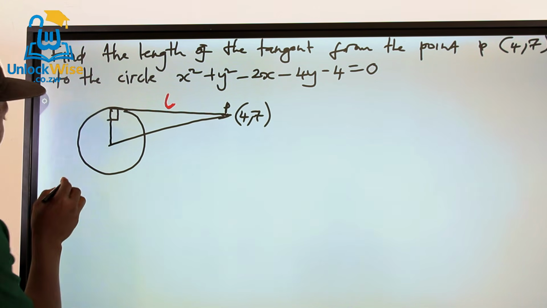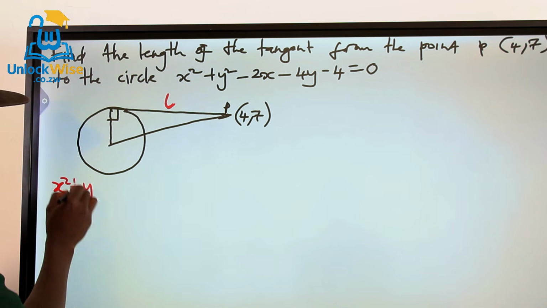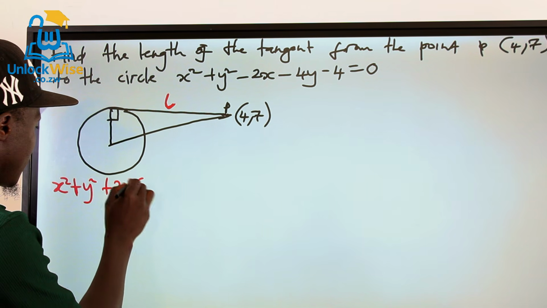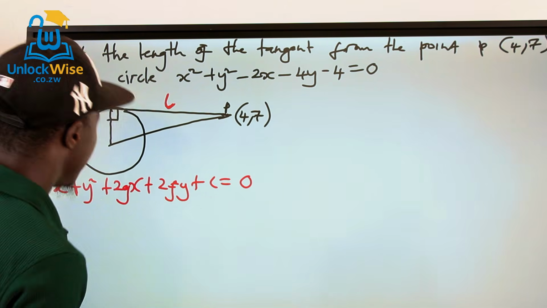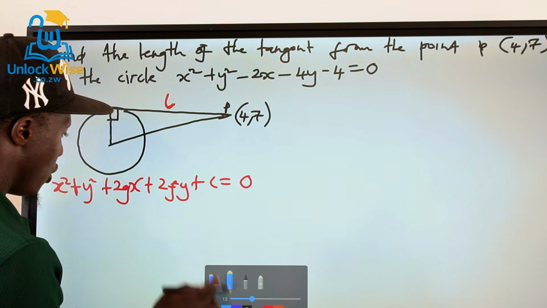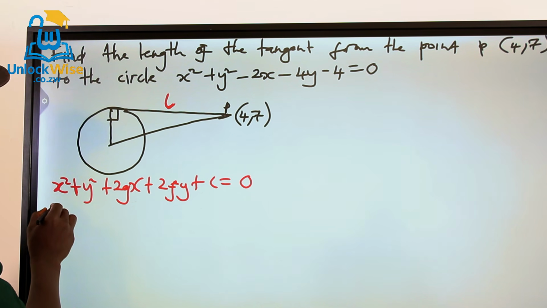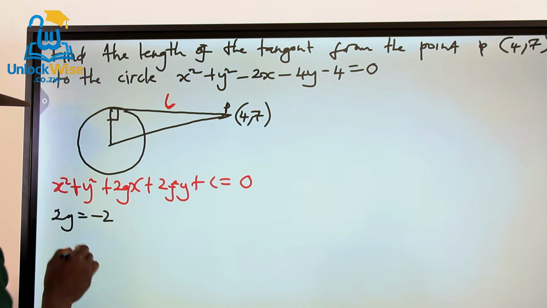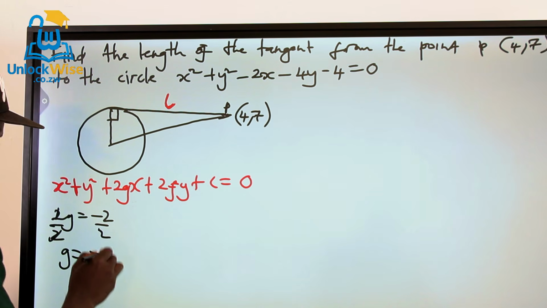Like I said before, the general equation of the circle is x squared plus y squared plus 2gx plus 2fy plus c is equal to 0. So we compare the coefficients like we've been doing. 2g is equal to minus 2. So I divide by 2, and g is equal to minus 1.